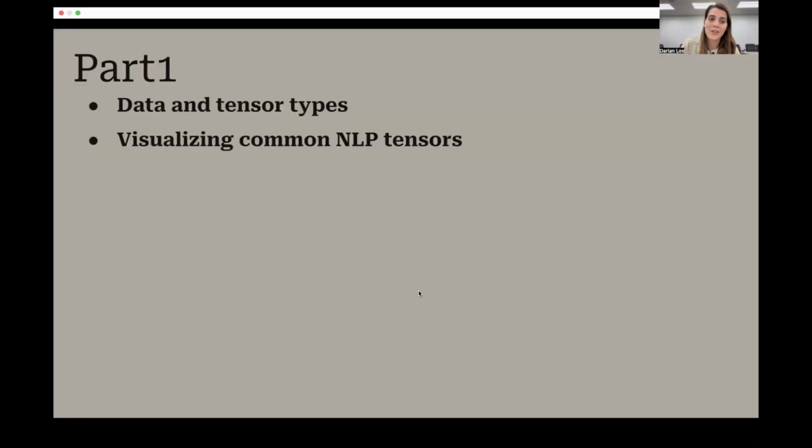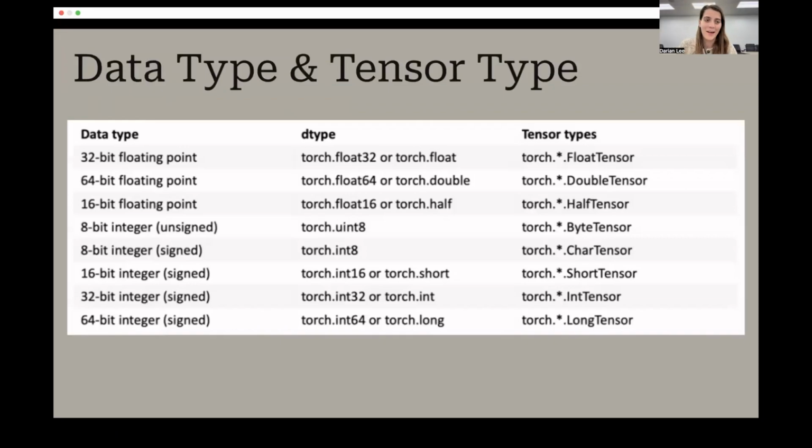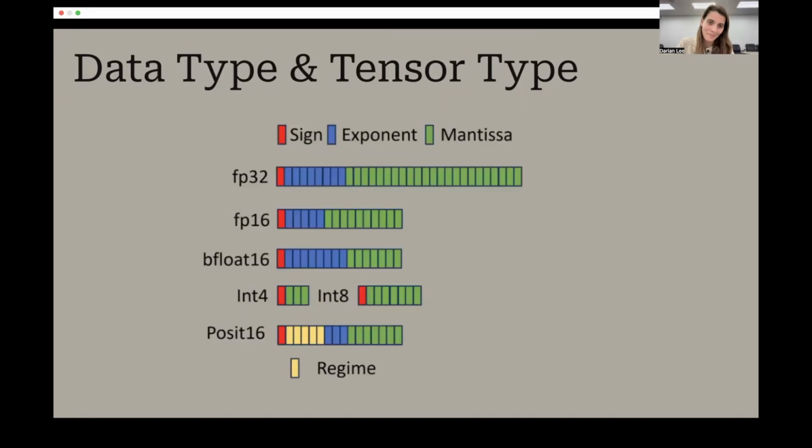Okay, so first we're going to start by talking about data and tensor types, as well as visualizing common NLP tensors and reshaping. So you may have come across errors about conflicting tensor types. So something like a 32 floating point, a long, a 16-bit, and so on. And we're basically going to talk about what those actually mean.